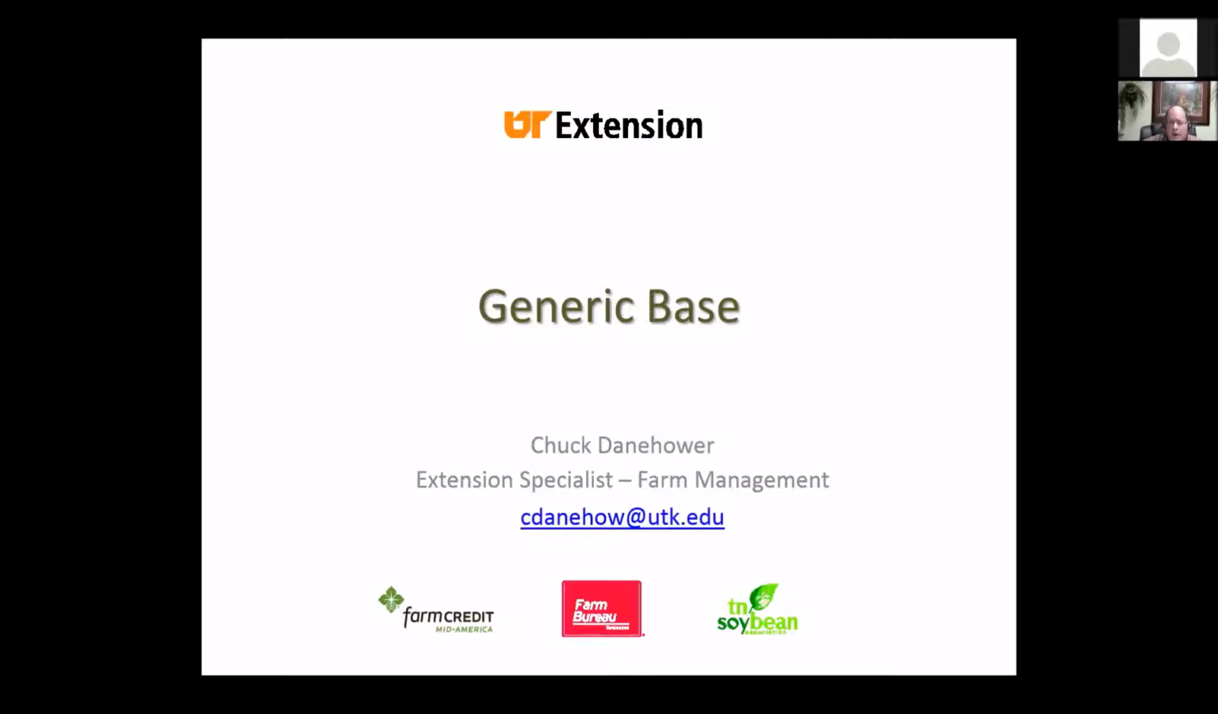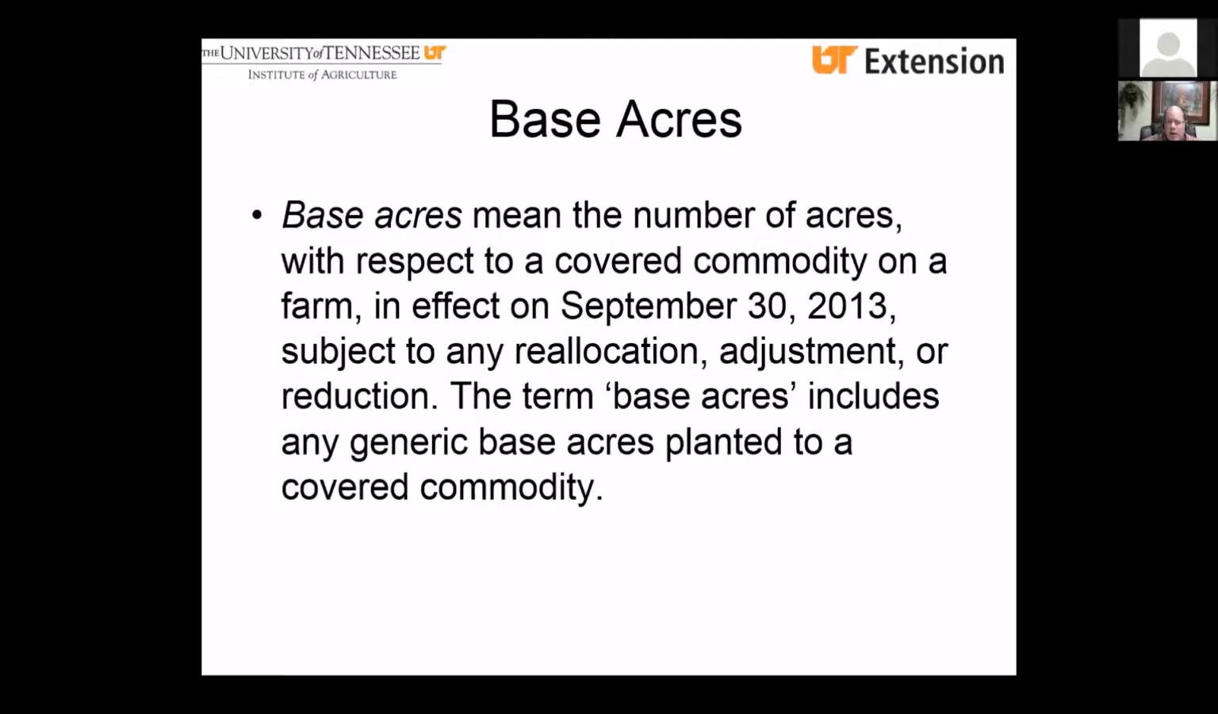Well, let's jump right in and talk about the generic base for a few minutes. Generic base is basically the old cotton base that we had in this farm bill. Now, let's look at a definition of base acres first before we start talking about the generic base. Base acres are the number of acres with respect to a covered commodity on the farm that was in effect as of September 30th, 2013. And of course, that's subject to any reallocation adjustments or any reductions that you might have at the FSA office.